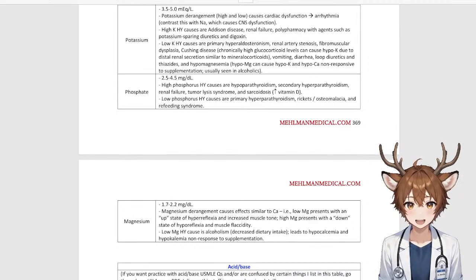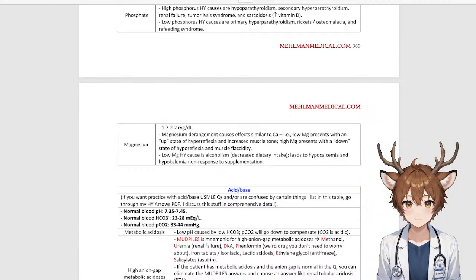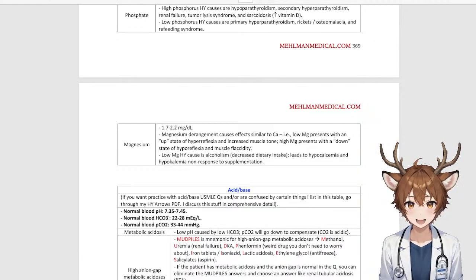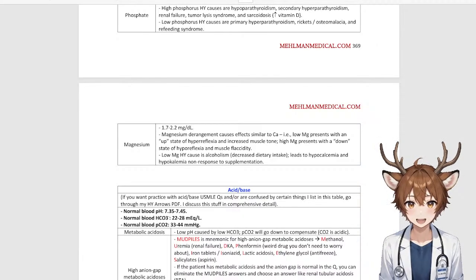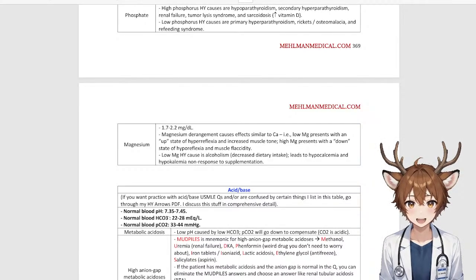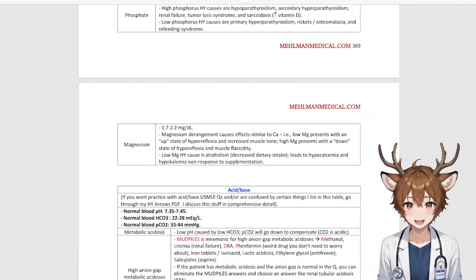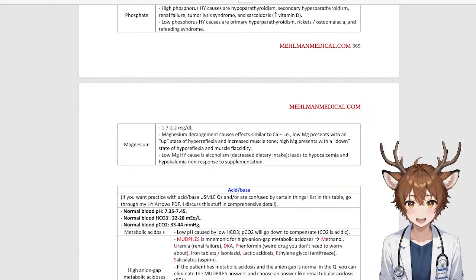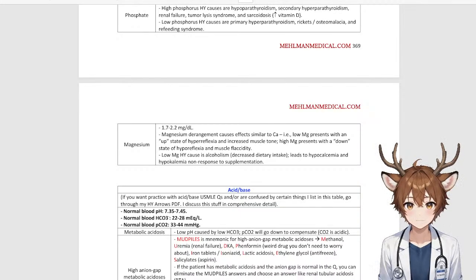Magnesium would be 1.7 to 2.2 milligrams per deciliter. Magnesium derangement causes effects similar to calcium, that is to say, low magnesium presents with an up state of hyperreflexia and increased muscle tone. High magnesium presents with a down state of hyporeflexia and muscle flaccidity. Low magnesium high yield causes: alcoholism, decreased dietary intake, leads to hypocalcemia and hypokalemia, non-response to supplementation.